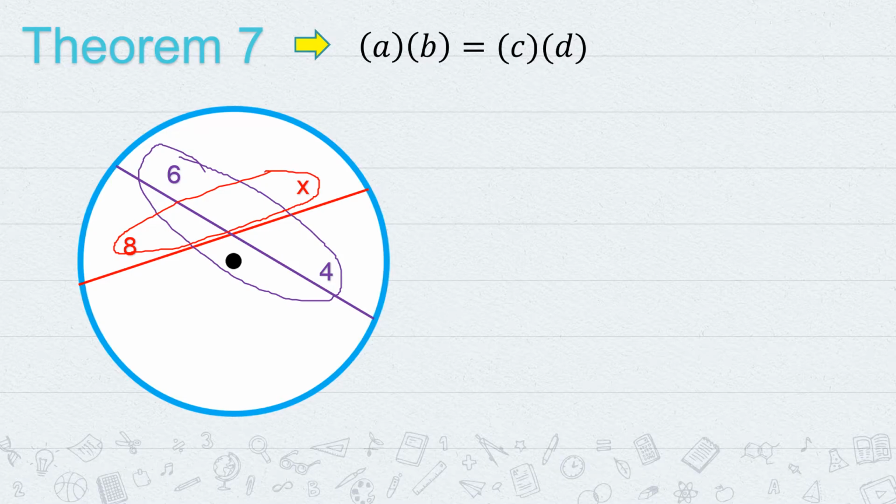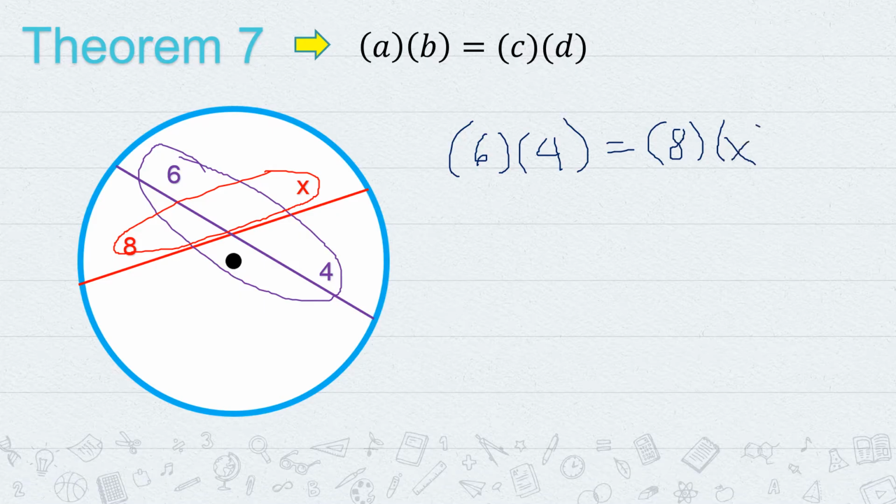To make it detailed, we write 6 times 4 equals 8 times X. Or you may immediately write the product of those two, just only for the sake of complete solution. So 6 times 4, as we all know, is 24, is equal to 8 times X. So we do have 8X.